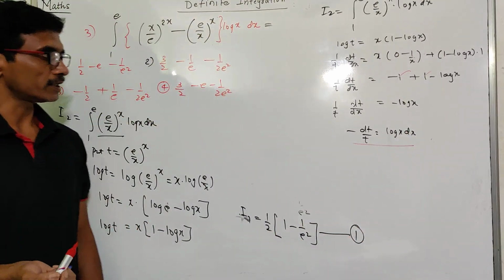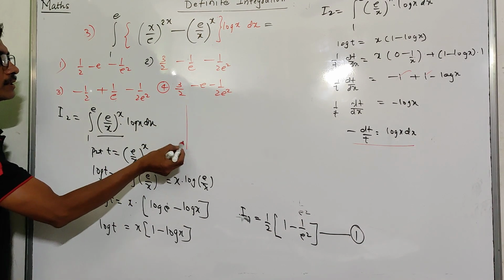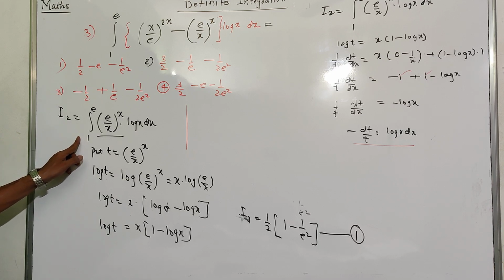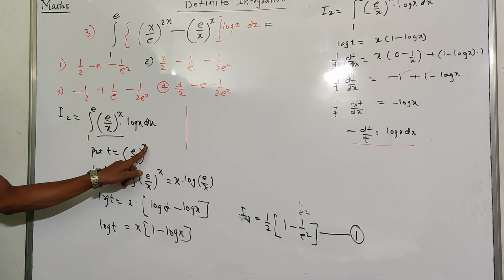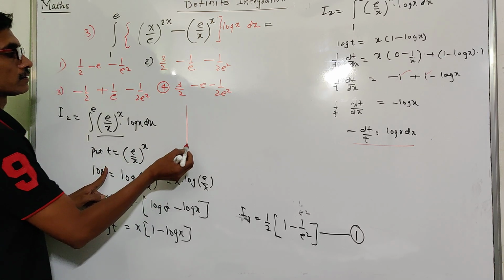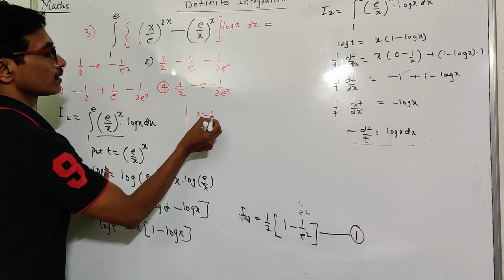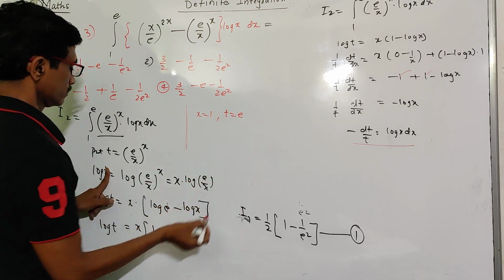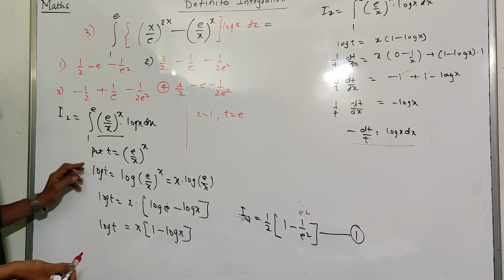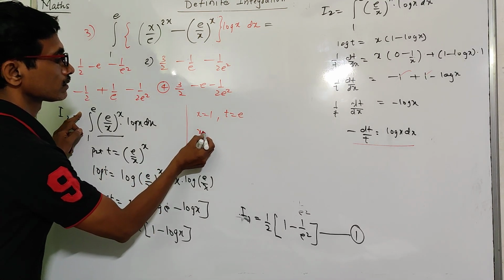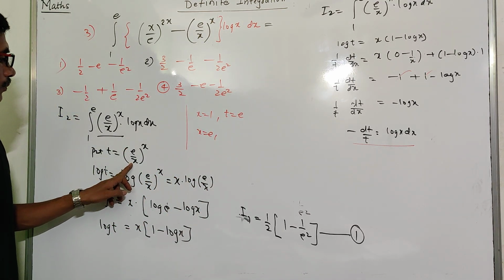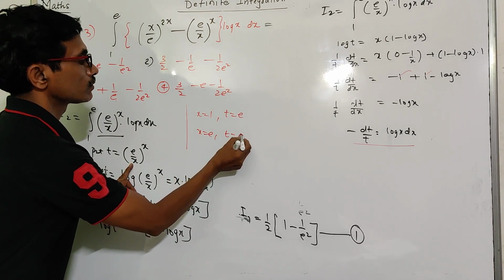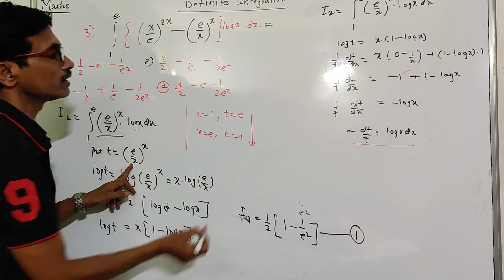Now change in limits. What are the change in limits? When lower limit x is equal to 1, then e raised to power 1 is e. So when x is equal to 1, t will be equal to e, and when x is equal to e, then e upon e becomes 1, so t is equal to 1. So these are the new limits.